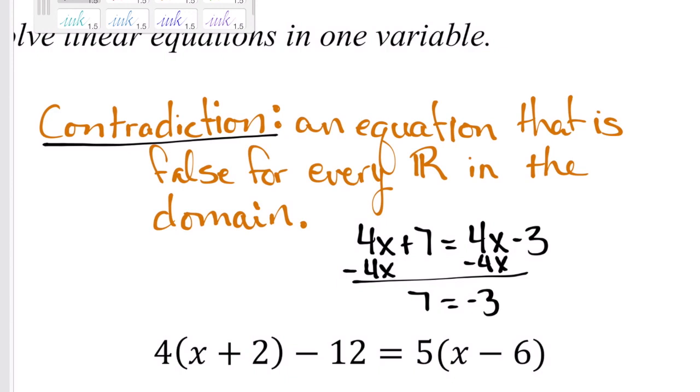So this is telling me no matter what I plug in, I'm never going to get 7 equal to negative 3. No matter what I plug into x, the sides aren't going to be equal. So this is a contradiction, and this would have no solution. There's nothing you can plug in that's going to make the equation true.